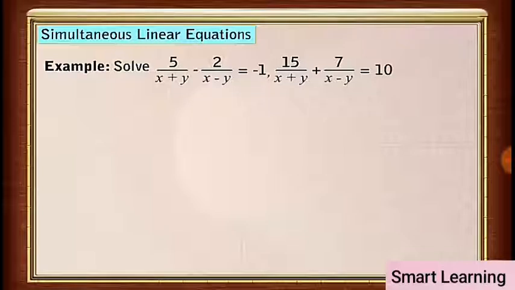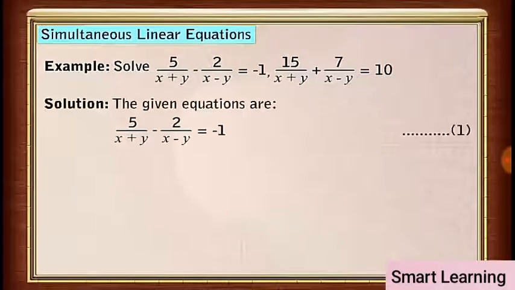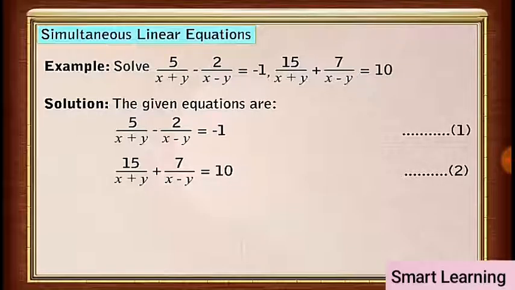Let's take the next example. Solve 5 by x plus y minus 2 by x minus y is equal to minus 1, and 15 by x plus y plus 7 by x minus y is equal to 10. Let's see the solution. The given equations are 5 by x plus y minus 2 by x minus y is equal to minus 1. Call this first. 15 by x plus y plus 7 by x minus y is equal to 10. Call this second.